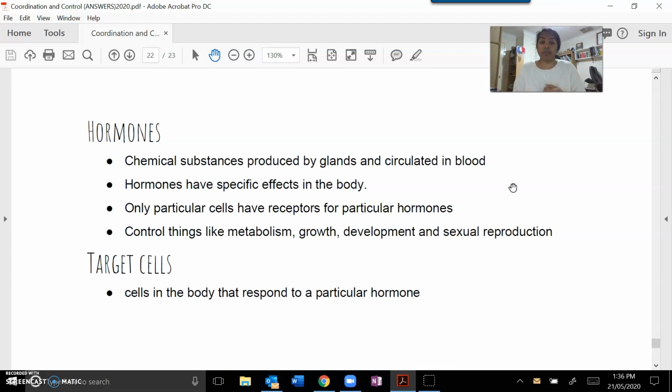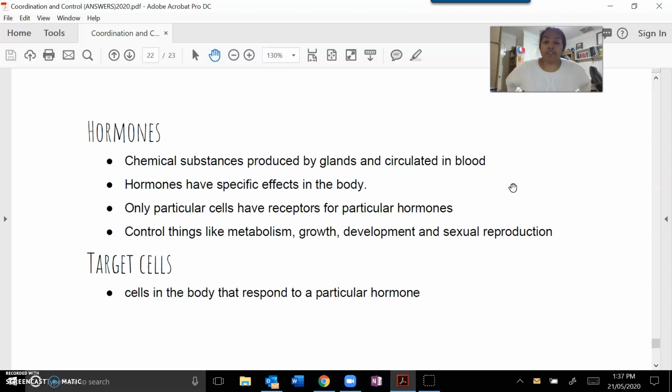Hormones are chemical substances produced by glands and circulated in the blood. That is very important, where it's found and what it's made by. Hormones are specific, they have very specific effects on the body. For example, adrenaline has a very specific effect, while insulin is about sugar. Each hormone has their own particular job. It's very specific.